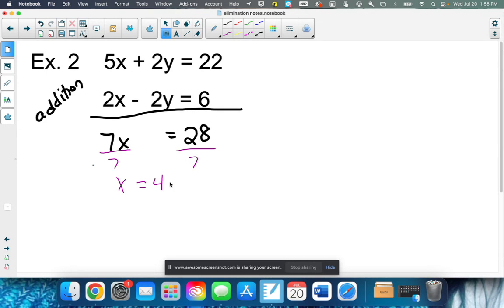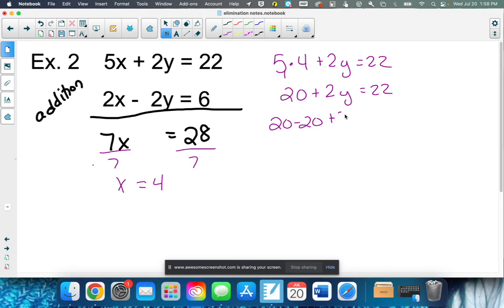Substitute 4 back in for x in either equation. And again, I'm just going to stick with the first one. 5 times 4 plus 2y equals 22. Simplify, that's going to be 20. And now I can go back and solve for y. So I'm going to subtract 20 from both sides, showing that I'm doing the same thing on both sides of an equation. That's the requirement. 2y is equal to 2. Divide by 2, and we get y is equal to 1. So my ordered pair solution is 4, 1.